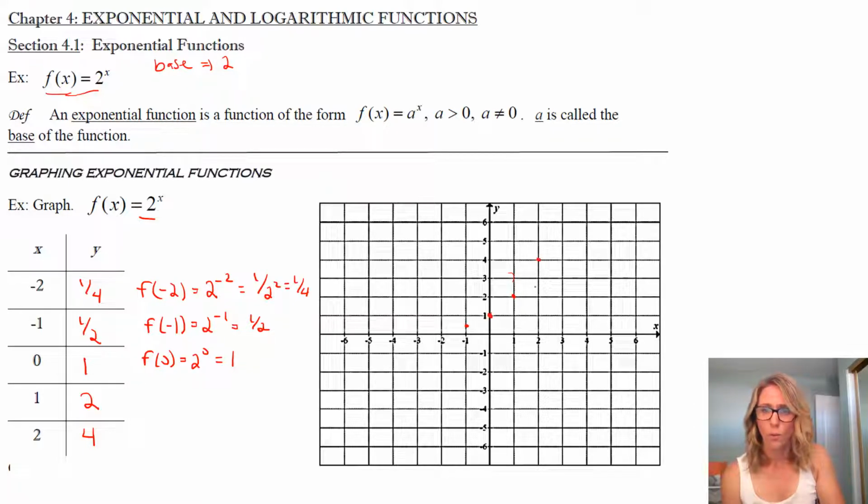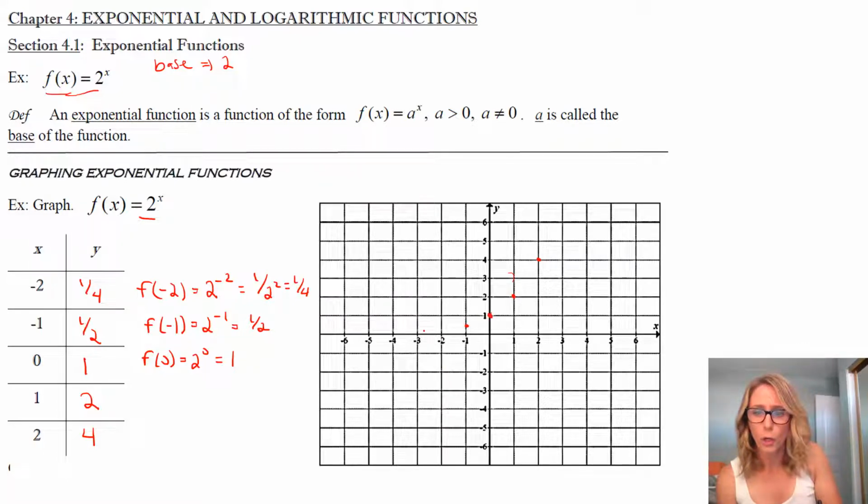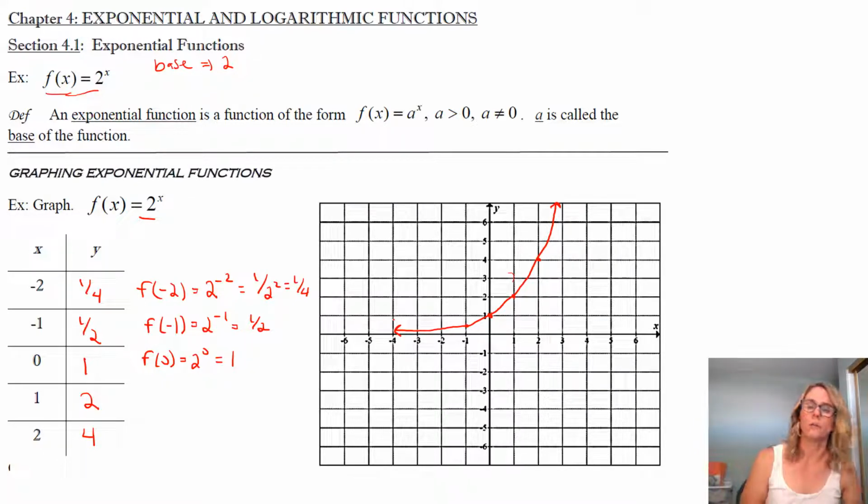So what we really want to see is that the shape of this is not linear. This is not a linear function. So your line should not be super straight. This is a function that curves. So we're going to curve it up, and we're also going to curve it the other way. This is what would happen if we found more function values. It would go up, and then it would approach 0. That's what's happening over on the left-hand side of our graph.